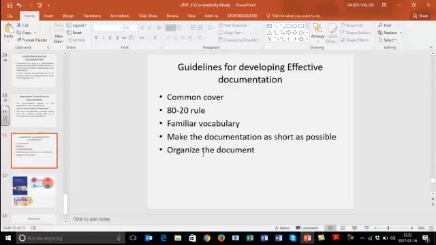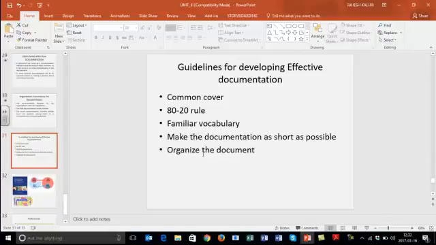And then the next one is guidelines for developing effective documentation. I'm just showing you brief guidelines. One is common cover, then the 80-20 rule, then familiar vocabulary, and then make the documentation as short as possible. So don't put too little. You can make the documentation very short, but if it is complete, then it will be okay. And then organize the document.